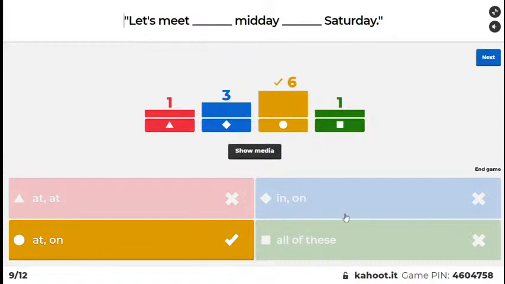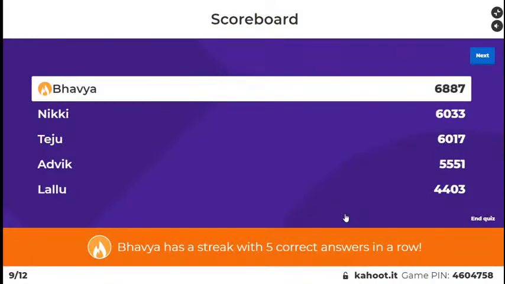So now let's see the scoreboard. There is no change in the scoreboard, and Bhavya has an answer streak of 5 in a row. That's very good, Bhavya. She has the highest score, so she is in first place. I want you all to compete and give the correct answers if you also want to be on the podium. Okay, so now let's move on to the next question.